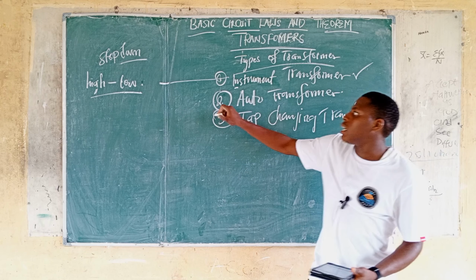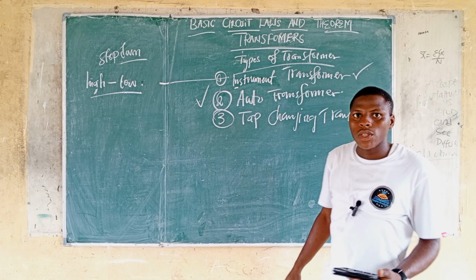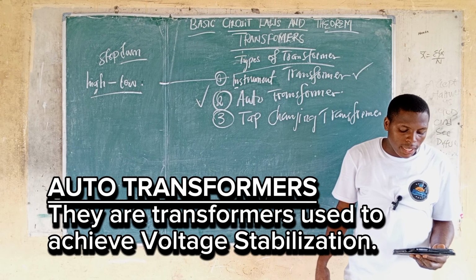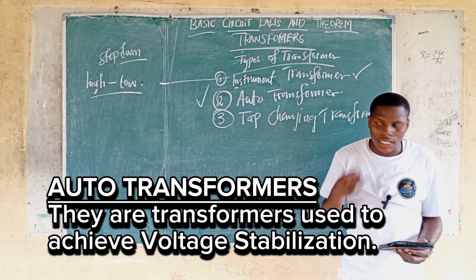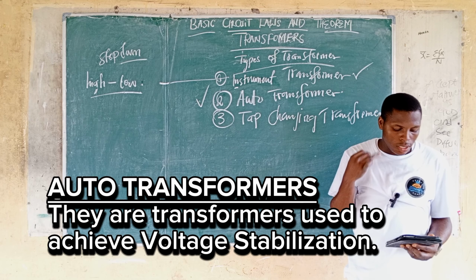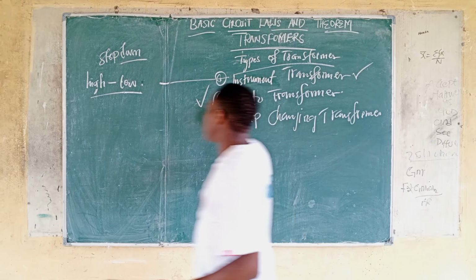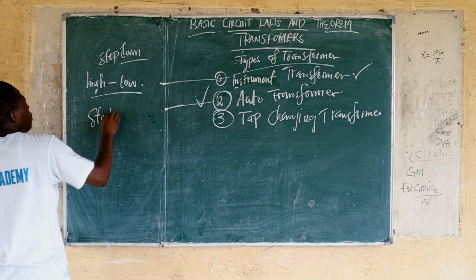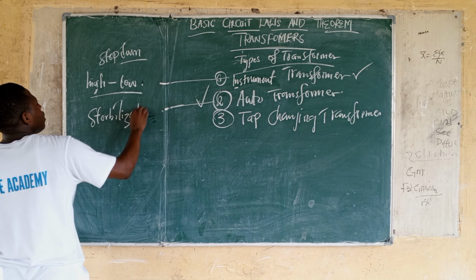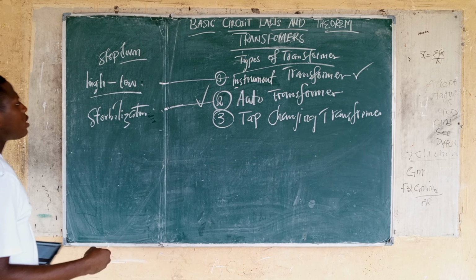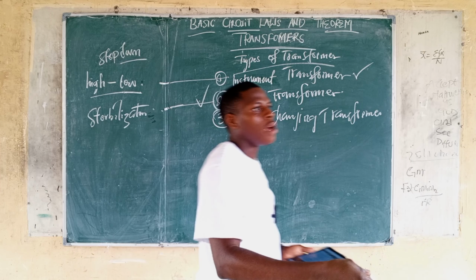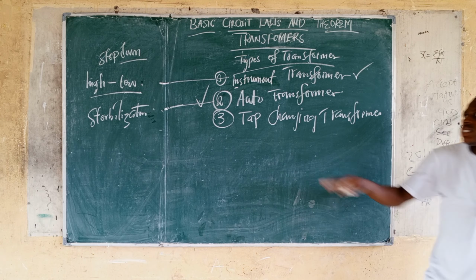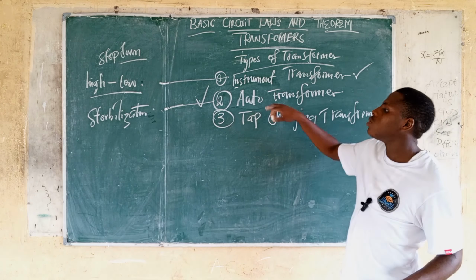Now the next one is our auto transformer. What is our auto transformer? Now take this down. They are transformers used to achieve voltage stabilization. So the major work of the auto transformer is stabilization. So if you are asked what type of transformer helps in stabilizing the AC current, you simply note it is the auto transformer.